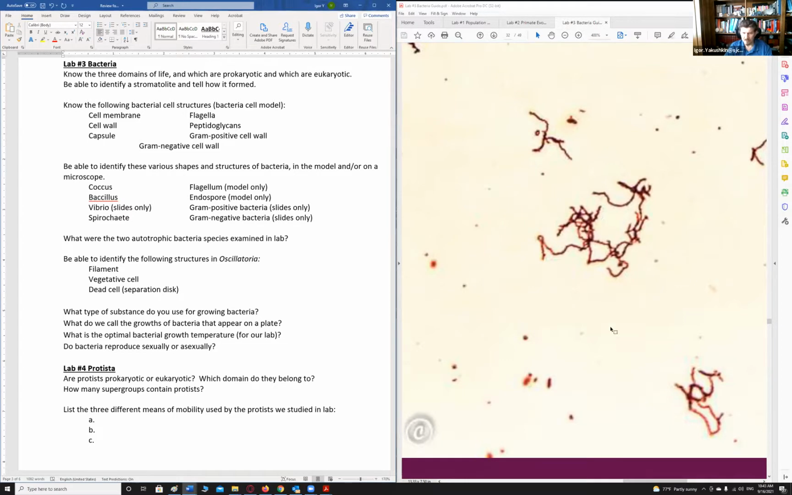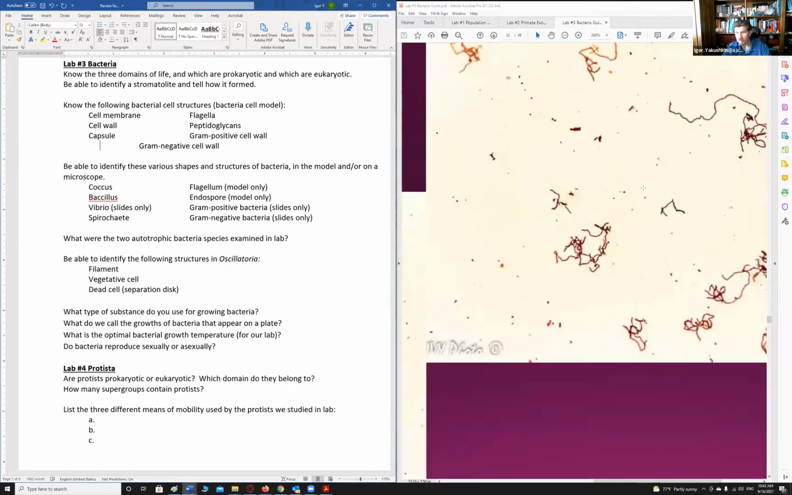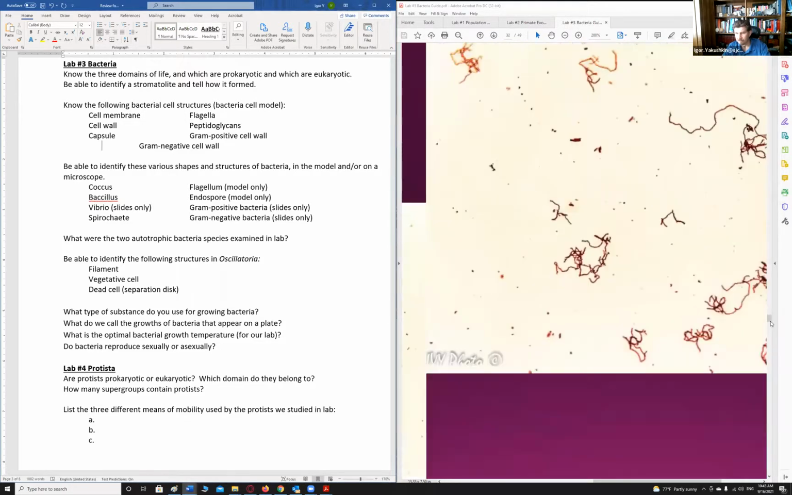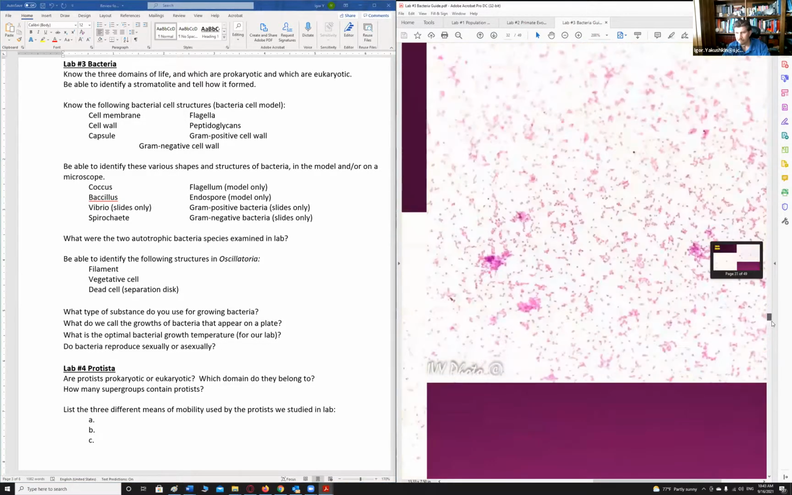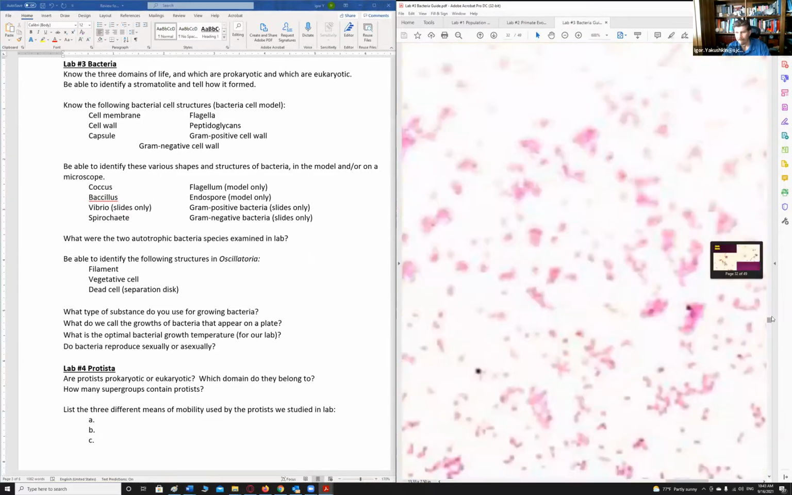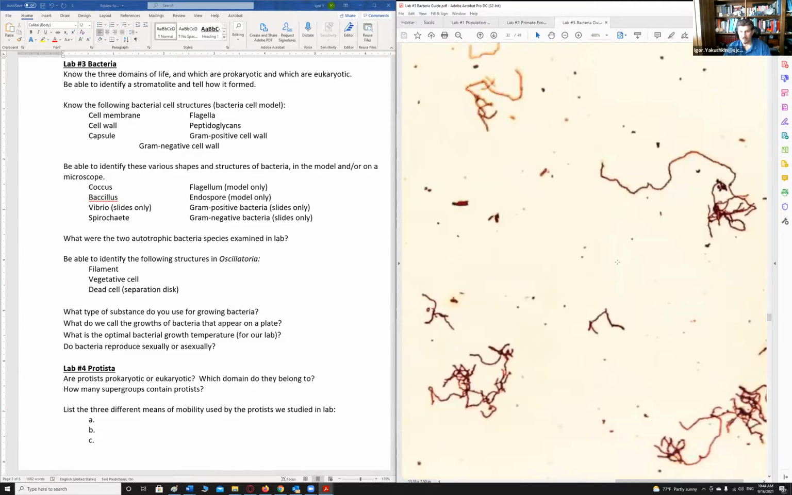Well, it is, because if you see, let me find a good one. This one, the good one. Let's see. Yeah. This one, you can actually see that it's a very, very thin spiral. All right. So that's the treponema.